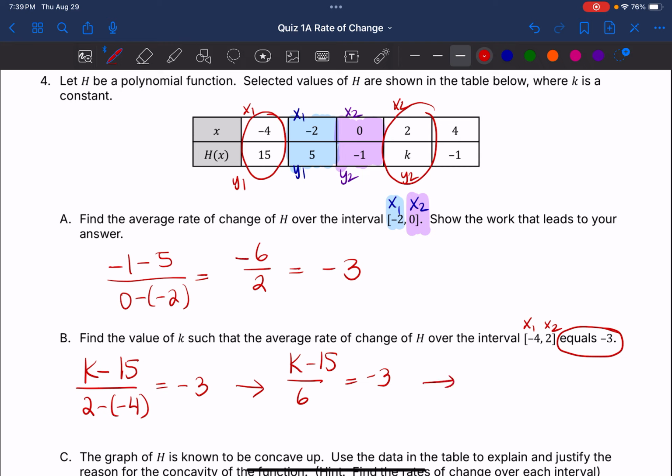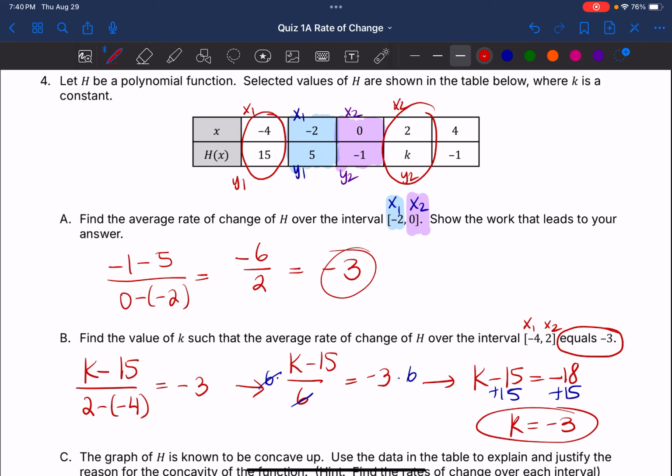Now from here, I'm going to multiply by 6 on both sides. That way it can cancel. And now I have k minus 15 equals -18. And we're trying to get that k by itself. So let's add 15 to both sides. K is equal to -3. So that was a coincidence that they're both -3.